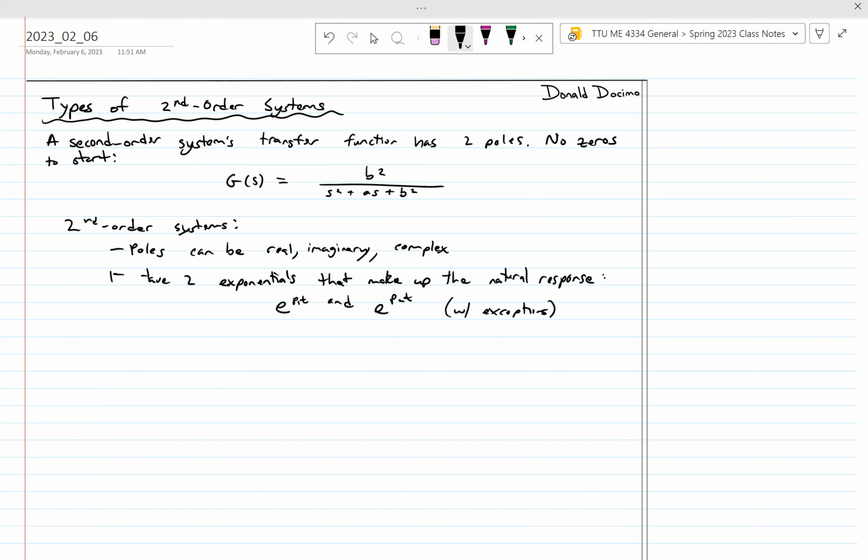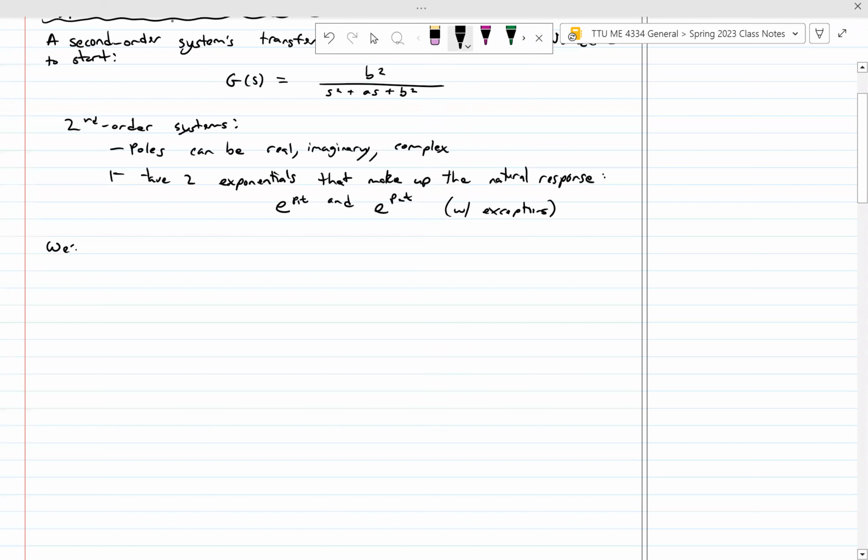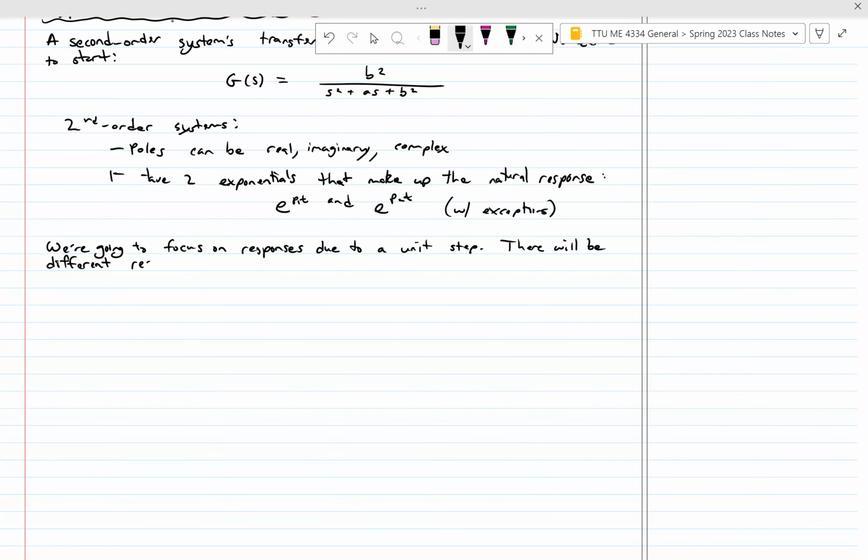All right. So just like last time, we're going to focus on responses due to a unit step, right? And unlike with first order systems, they only had 1 type of response that you could have with a unit step going into it. Second order systems have different cases though. So there will be different responses, which will break up into different cases.